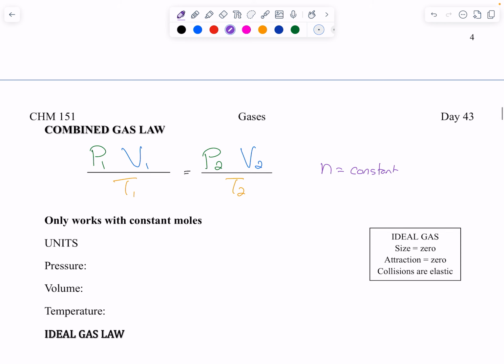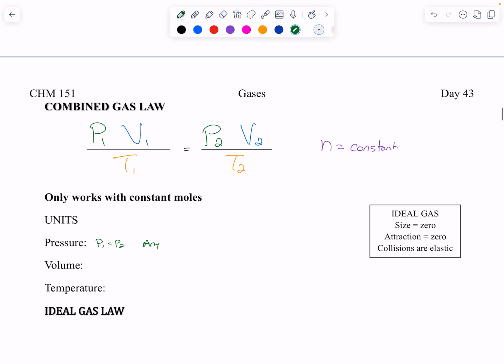Pressure units. Now this is very, very important. The P1 and P2 units have to be the same, and then it can work. It can be in millimeters of mercury, atmospheres, PSI, or bar. It does not matter, because going from 1 atmosphere to 2 atmospheres is the same as going from 760 millimeters of mercury to 1,520 millimeters of mercury. It works. Volume, same thing. The V1 and V2 units can be any, as long as they're the same. They have to be the same.